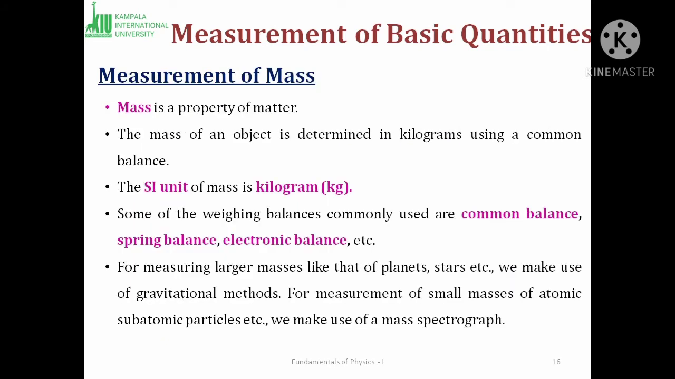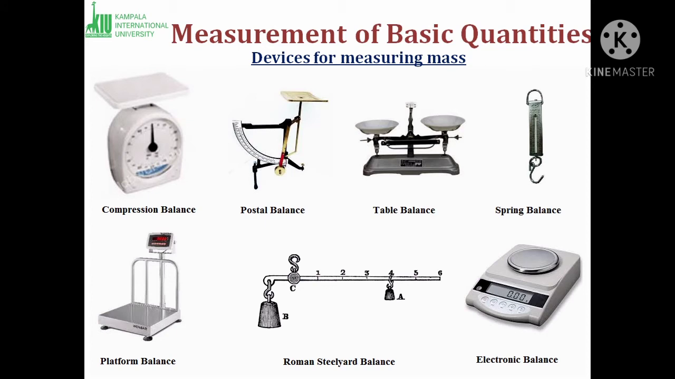Next physical quantity is mass, measurement of mass. Mass is the property of matter, right? And the quantity of matter contained in the body is mass. The SI unit of mass is kilogram, and some of the weighing balances used are common balance, spring balance, electronic balance, etc. For measuring large masses like planets and stars, we can use the gravitational method, and for measuring the small masses of atomic particles, we use the mass spectrograph. These are some devices for measuring mass.